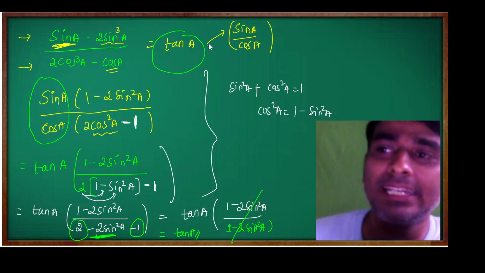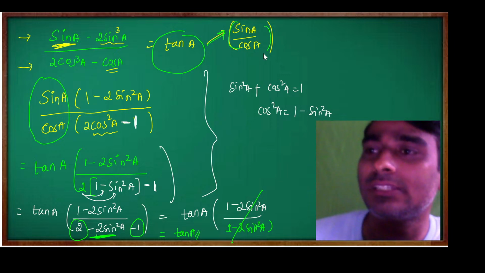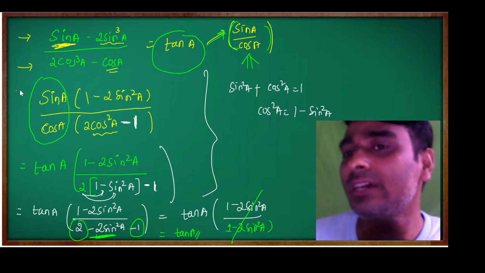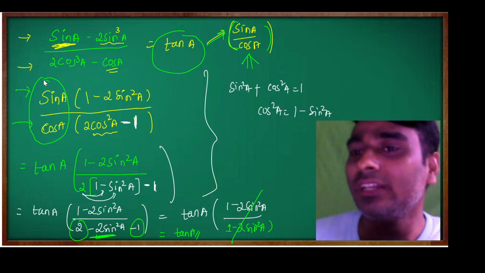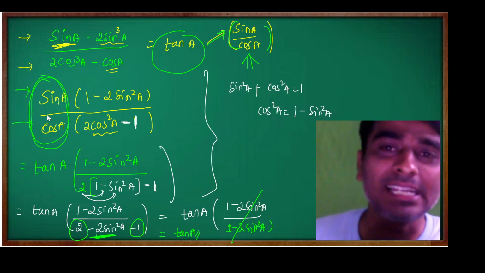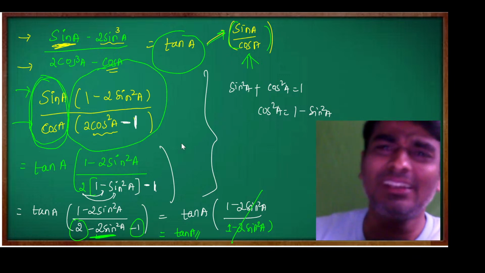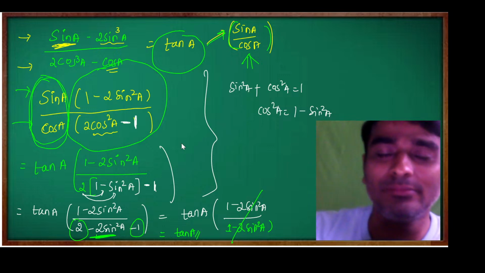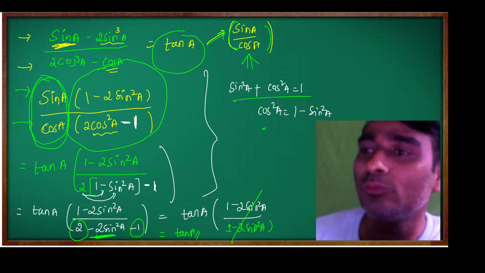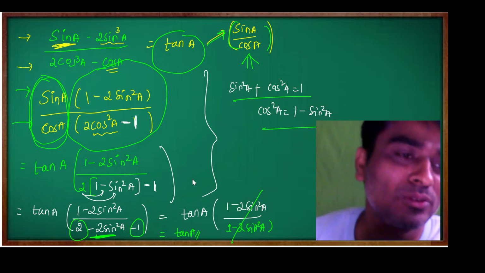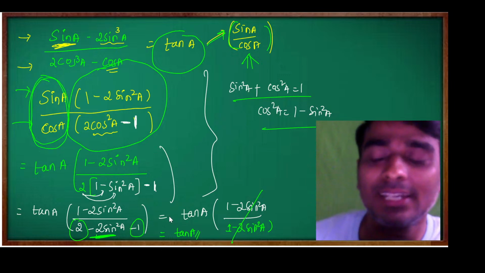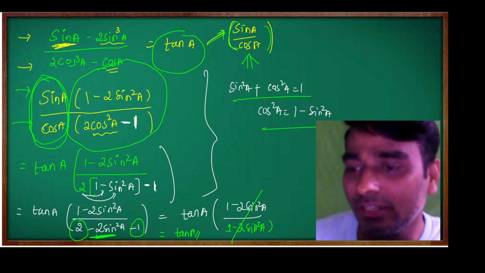When I said tan A, I wrote it as sin A by cos A. So my first target was sin A by cos A. That's why I took a common here. I reached my target here only. Then I wanted to remove this. So I will definitely remove it, because if I know the formulas properly, then I will be able to remove it. That's it. Correct? Hope you understood, everyone.